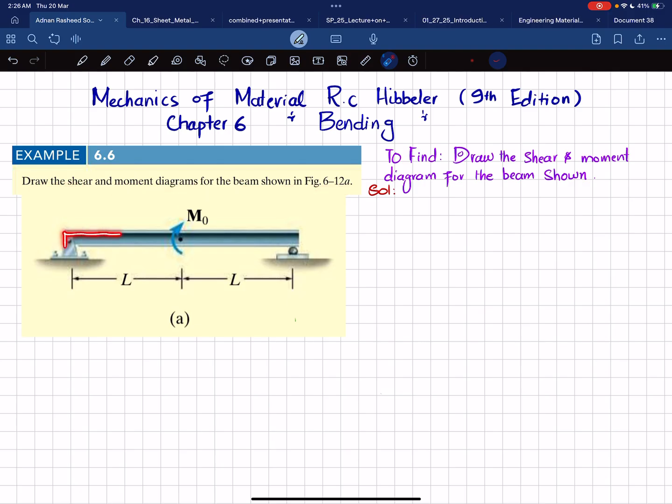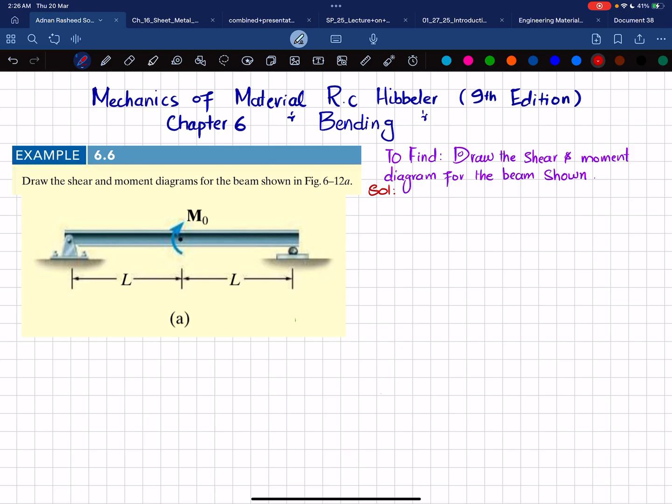This is a simply supported beam having a pin support at this end and a roller support at this end. The total length of the beam is 2L, and at the mid of the beam there is a moment which is clockwise and is represented by M0. So you have to draw the shear force and bending moment diagram. Let's start with the solution.